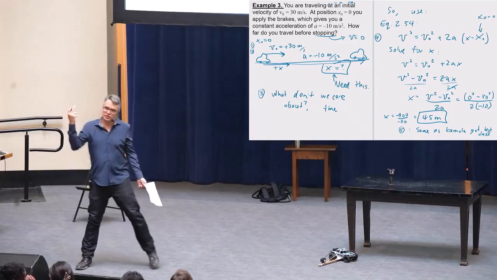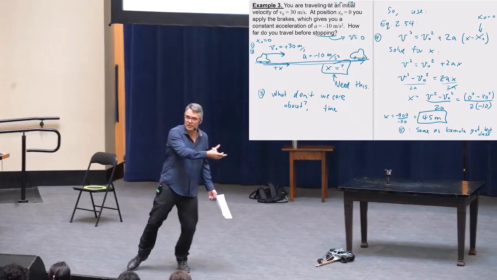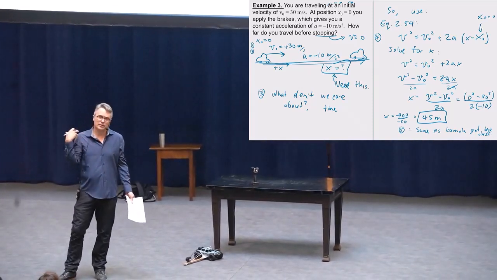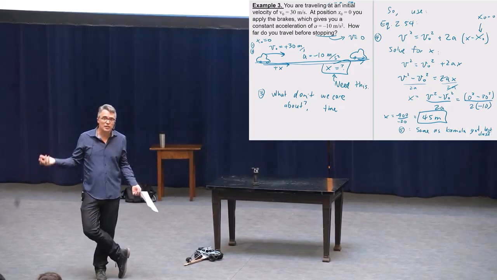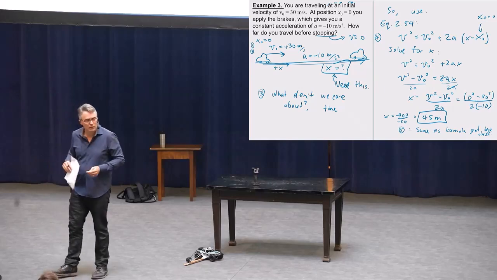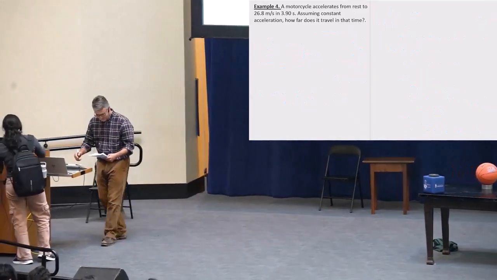It also seems like if you're starting at 30 meters per second and you lose 10 meters per second, it's going to take you 3 seconds to go that far. 3 seconds multiplied times 15 average velocity, 3 times 15 equals 45. So it all seems to work out. Yeah, this seems pretty good.